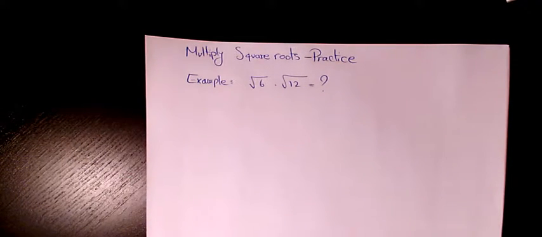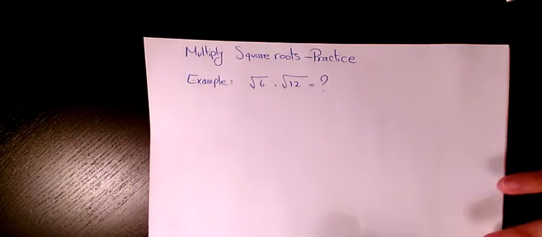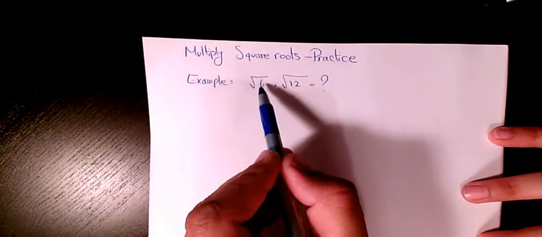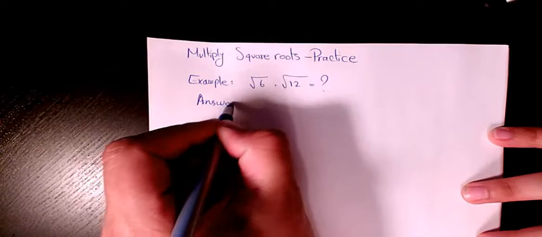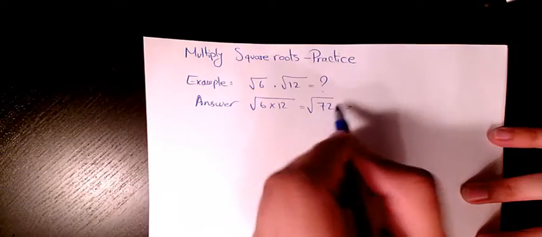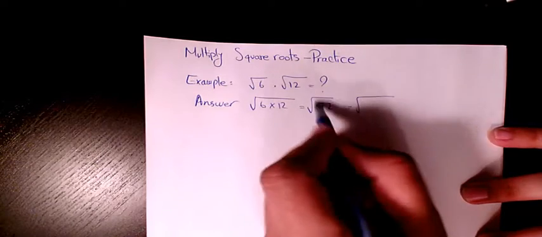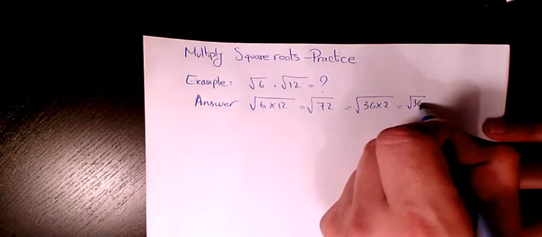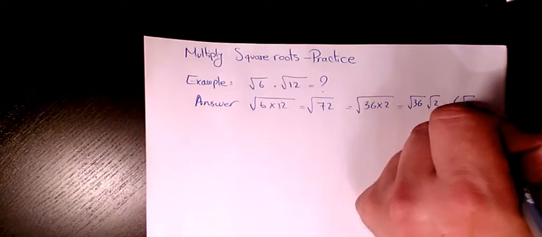In this video I want to have more practice questions regarding multiplication and simplifying square roots. First thing I want to do, I have square root of 6 times square root of 12. The answer is going to be square root of 6 times 12, which is square root of 72. And from this 72 I need to take a perfect square out. As we know, 36 is a factor of 72 and is a perfect square, so we have 36 times 2, we have 36 times root 2, square root of 36 is 6, so it's going to be 6 root 2.